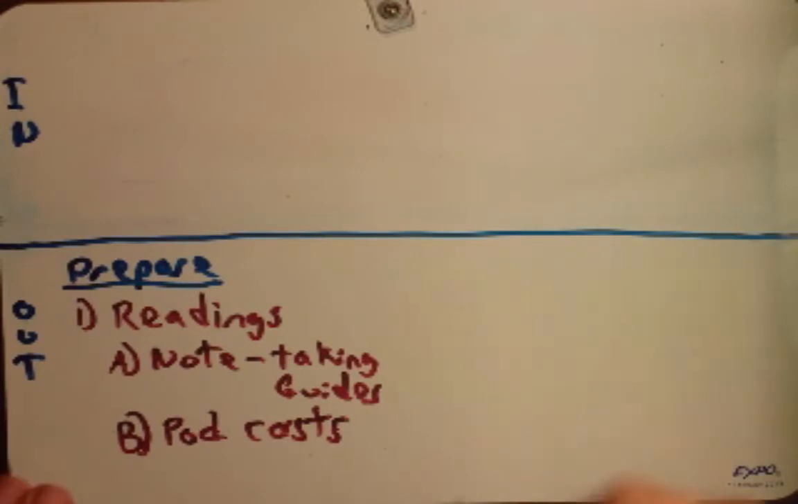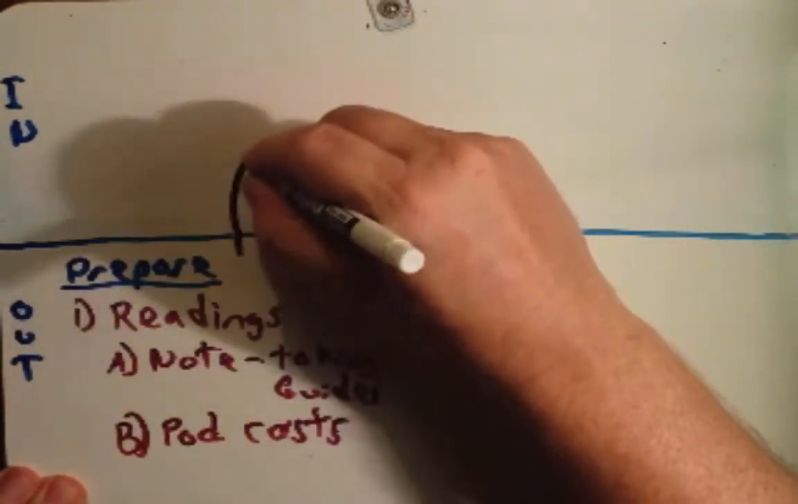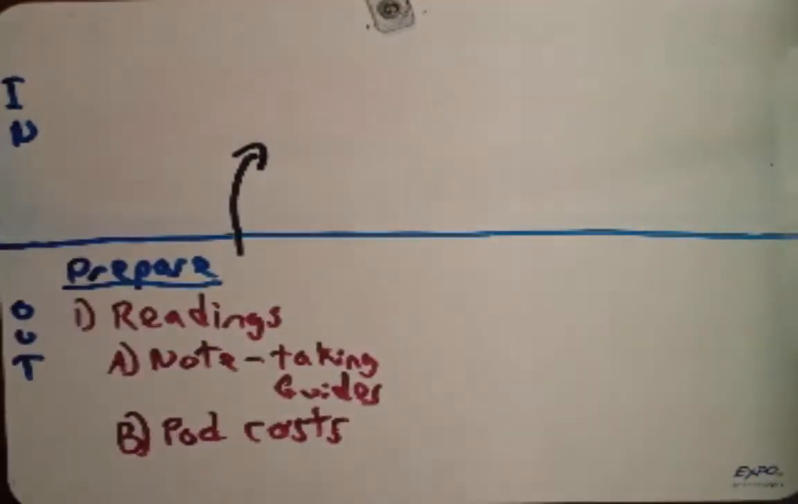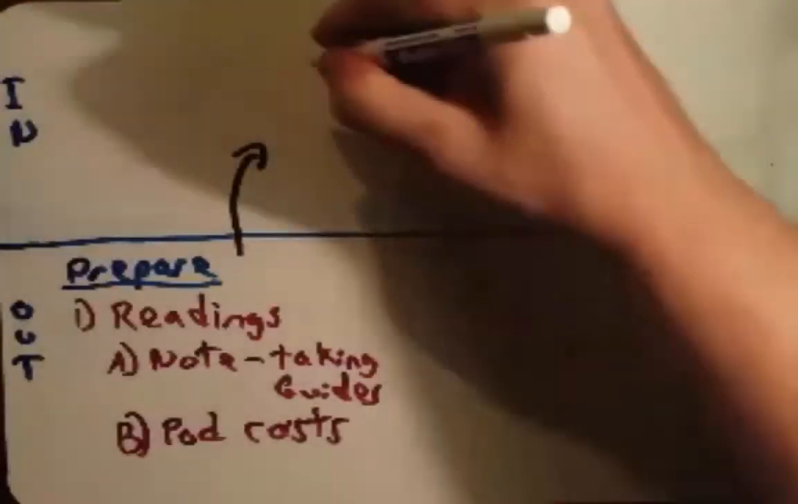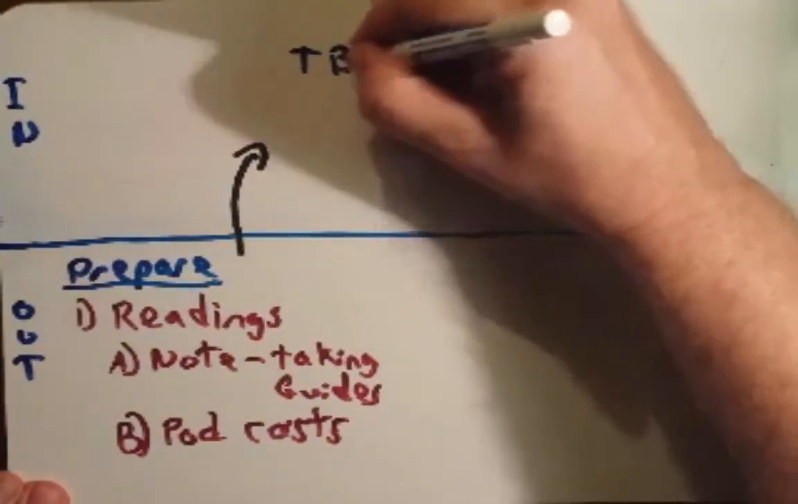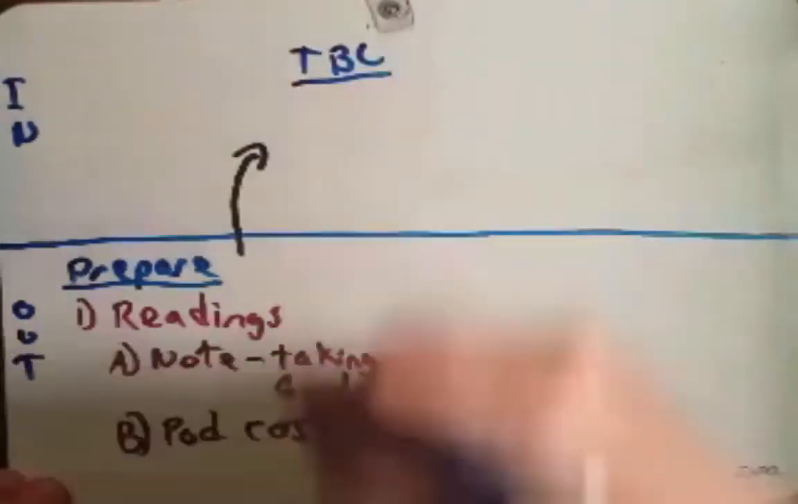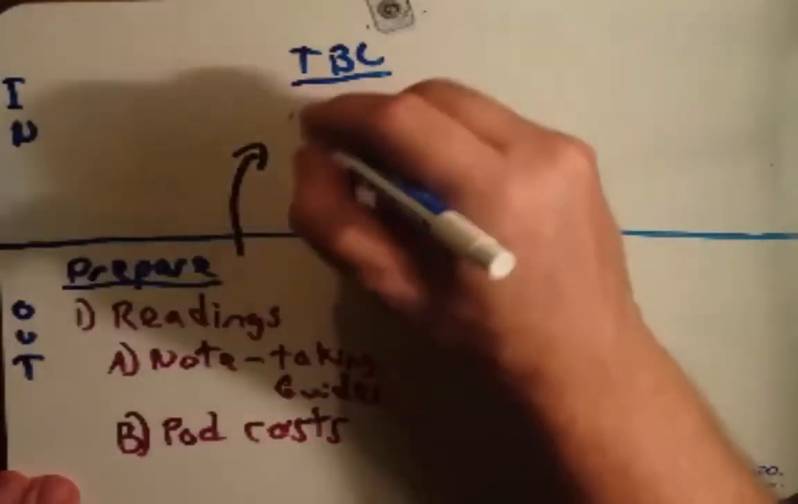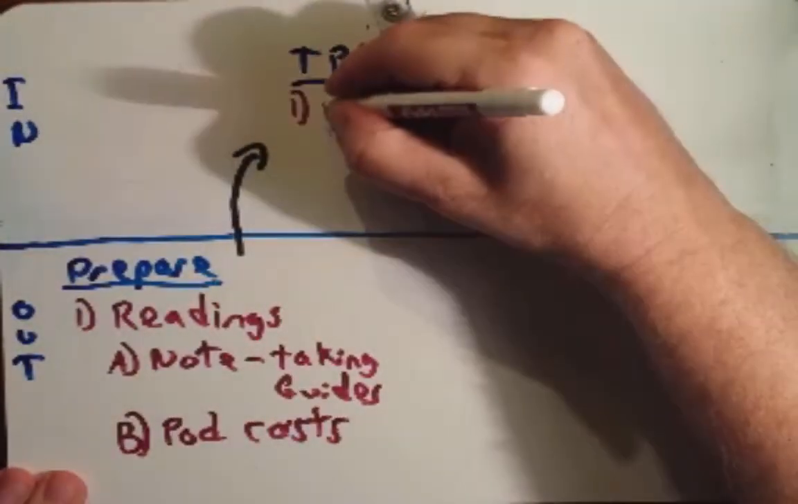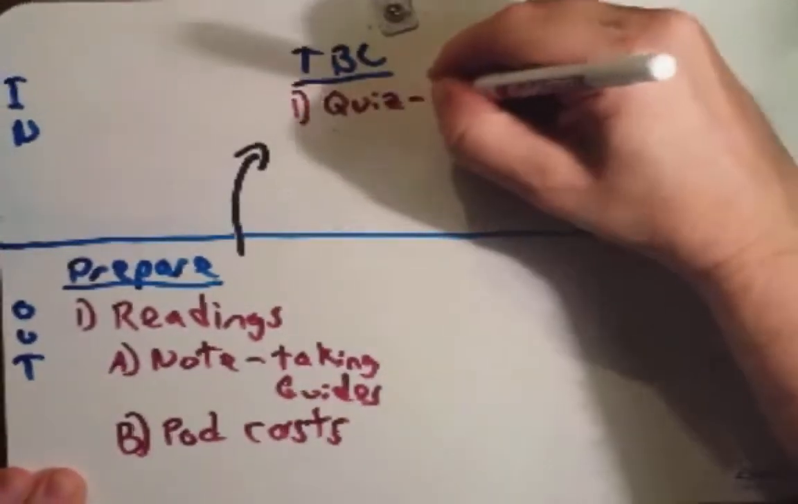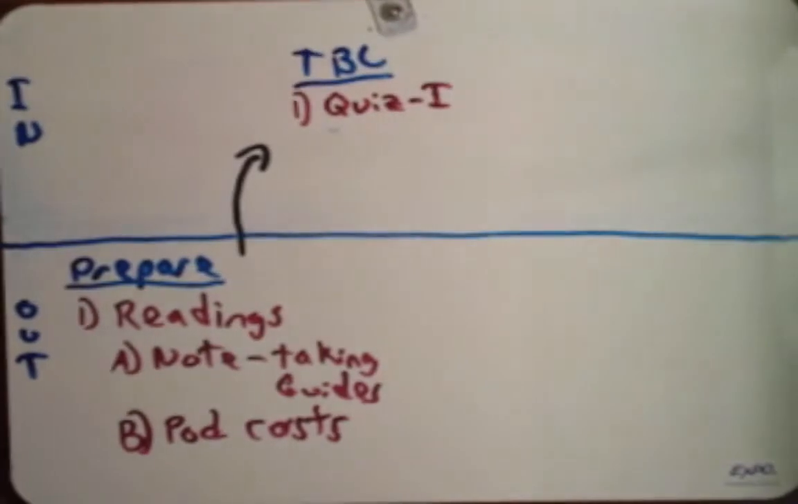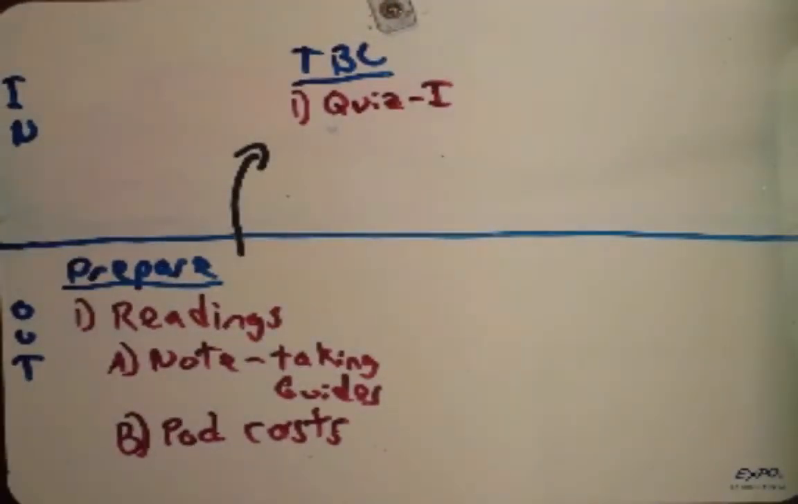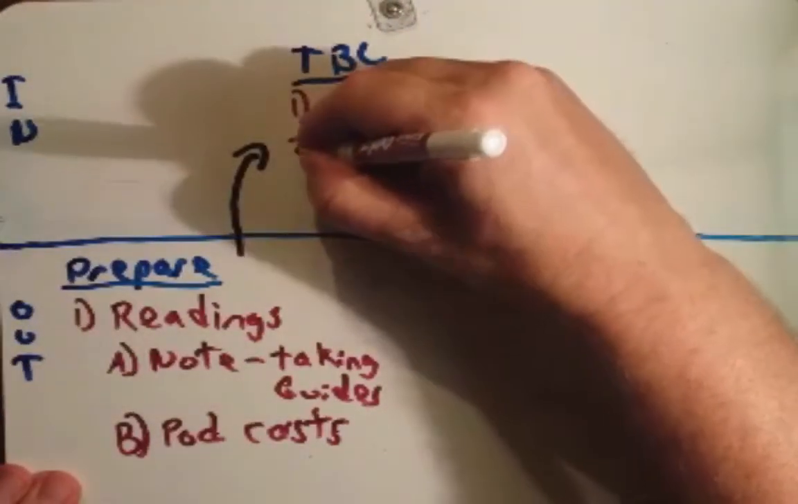Now, what happens when you come into class is where the team-based learning comes into play. I'm just going to write this as TBL for team-based learning. The first thing you'll do when you come to class, every class except for days when we have exams, is you will take a quiz. I'm going to put an I by this for now. That just means it's an individual quiz. You'll take this one completely on your own.